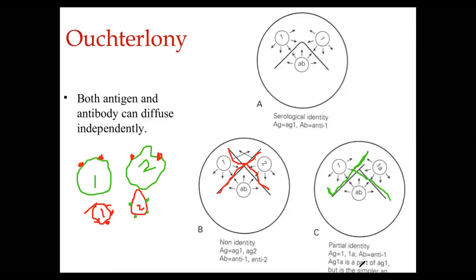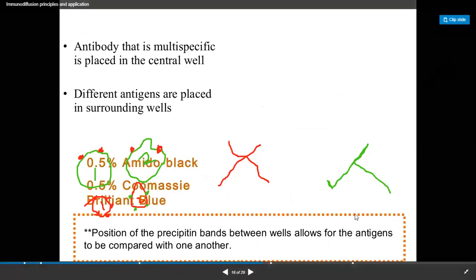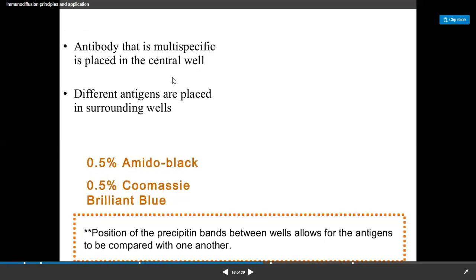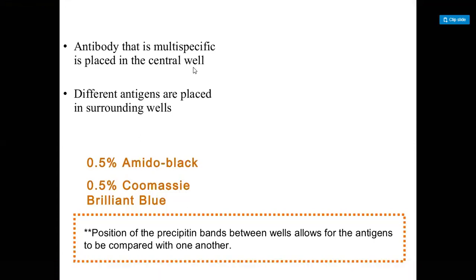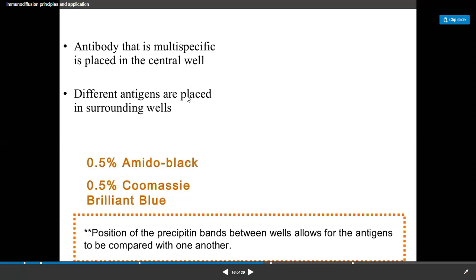Okay, so in the procedure, what we do is add some specific antibody in the central well, and we add some different antigens, and we also add 0.5% amido black dye and 0.5% Coomassie brilliant blue dye for indication of the result.